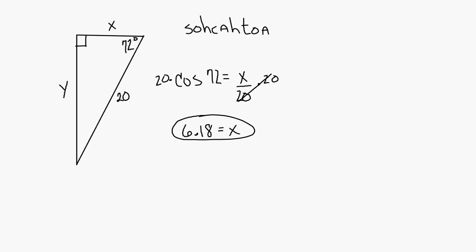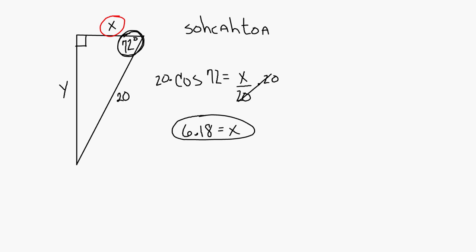How do you know to use cosine and tan? The question is, how do you know to use cosine, tan, or sine? It's a process, okay? And here's the process. You look at the angle given, the 72-degree angle, and you ask yourself, what am I going to solve for? In this case, we said we were going to solve for x.